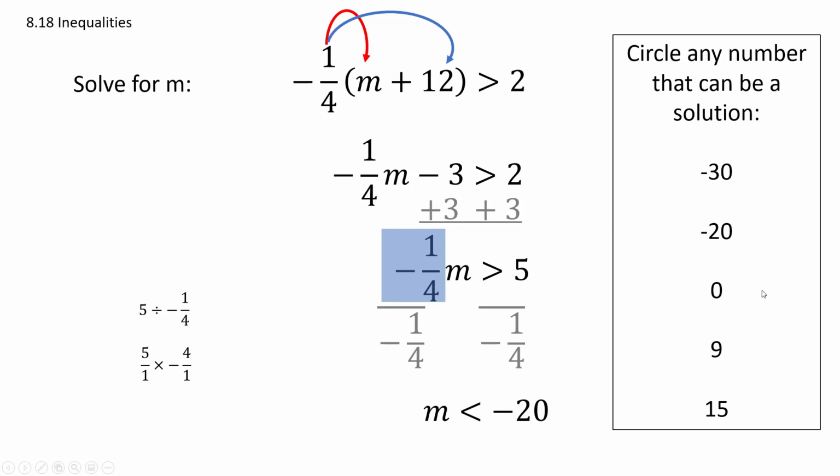Now over here on the choices, the only number that can be a solution is going to be that negative 30. Because negative 20, it's the target, but not a solution. It's the reference number, but it's not a solution. And that is it.